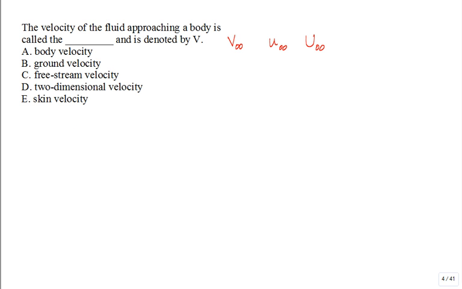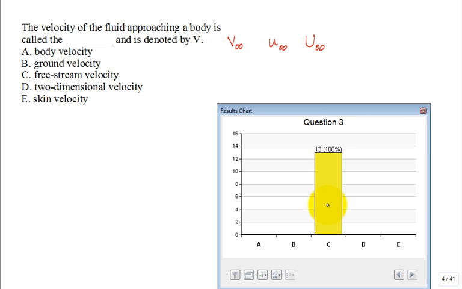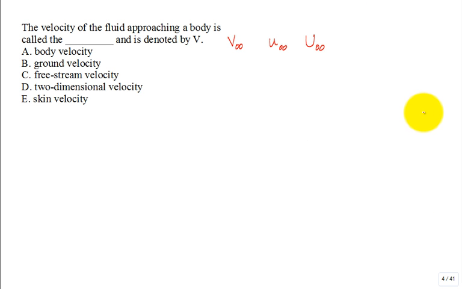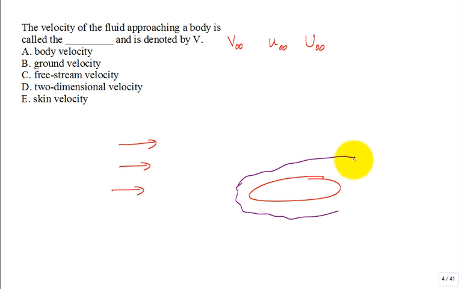Look at that. We have great participation today. 100% said free stream. Meaning what? It's not feeling the effect of the object yet when it comes around the object. So we have a free stream flow, we have an object, and there will be some region in which the object's presence is strongly felt. But even far away, it doesn't feel the effect of the object. All right, it's free stream.